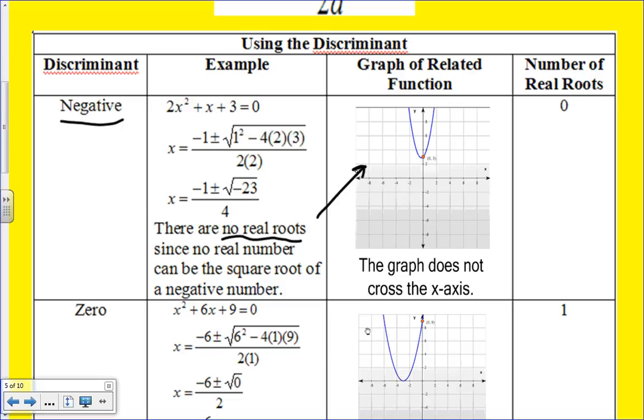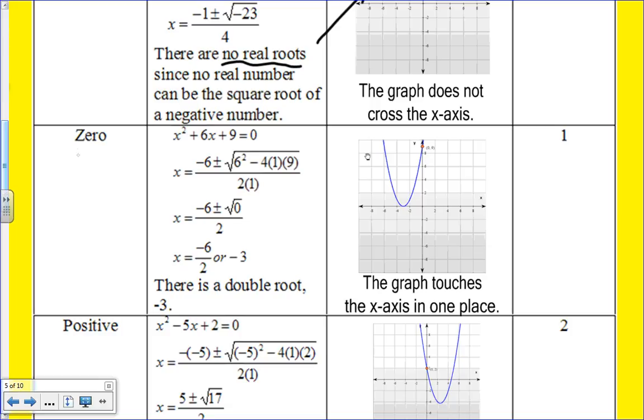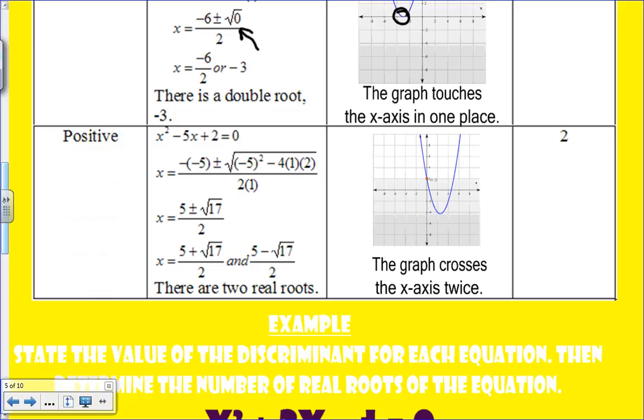And it would be a graph like this. It's not that it's not possible. There's just going to be no x values where it would cross the x-axis. So it's going to be a parabola that's either above or below the x-axis. If you get a zero discriminant, like here, where you have the square root of zero, that's just zero, so that's not going to affect it. So there's only one root here. It's only going to touch the x-axis. And then finally, a normal one where you have two real roots would be a positive discriminant, and that's where it would cross twice on the x-axis.